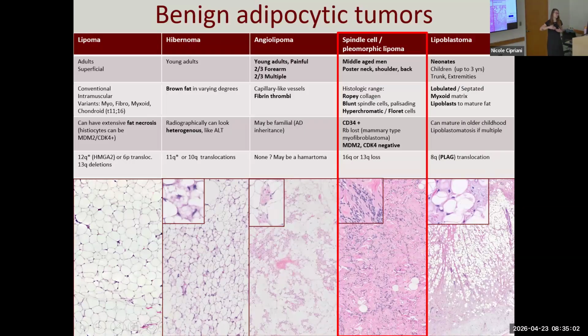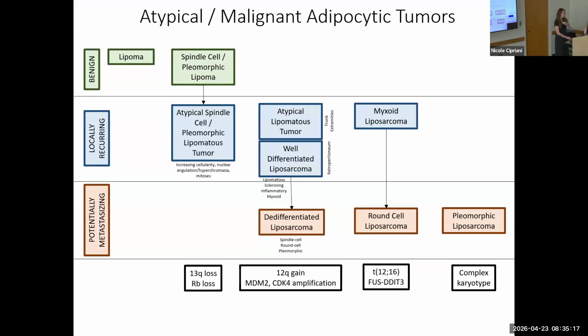If it's lasting into the child's toddler age, right, it can mature to look almost like a mature lipoma. But if it's been present since birth, think about lipoblastoma. These have PLAG1 translocations, just like what? Pleomorphic adenoma of salivary glands.